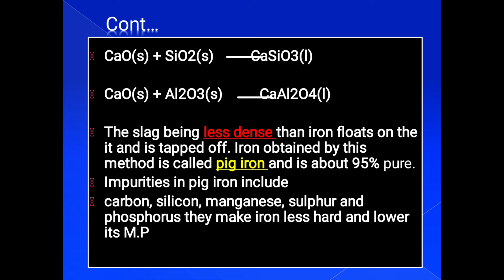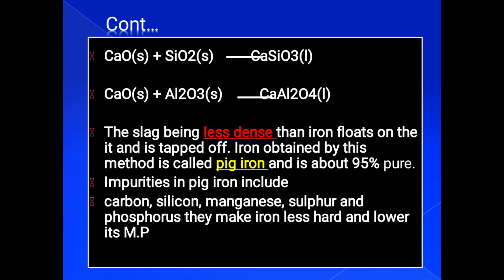The slag, being less dense than iron, floats on it and is tapped off. And iron obtained this way is called pig iron, and it is about 95% pure. The impurities in it can be carbon, silicon, manganese, sulfur, and phosphorus. They make iron less hard and lower its melting point.